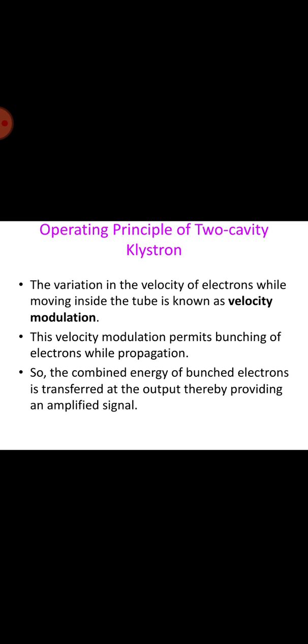The variation in the velocity of electrons while moving inside the tube is known as velocity modulation, and this velocity modulation permits bunching of electrons while propagating. The combined energy of the bunched electrons is transferred at the output, thereby providing an amplified signal.